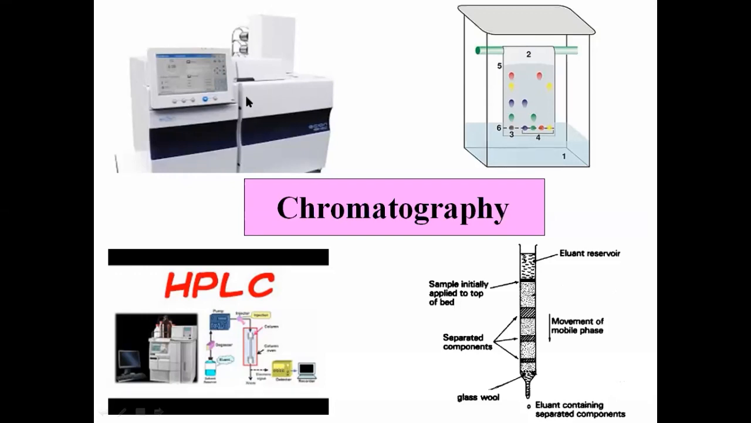These are the photographs. This is a photograph of gas chromatography. This one is HPLC, high performance liquid chromatography. This is an example of paper chromatography, while this one is column chromatography. These are some photographs of chromatographic techniques that are widely used in industry. Now let us see the introduction.